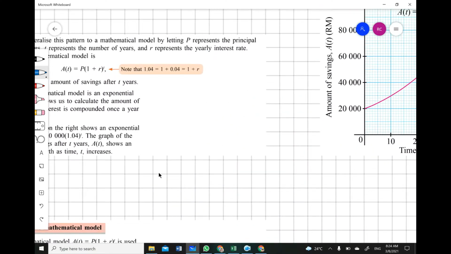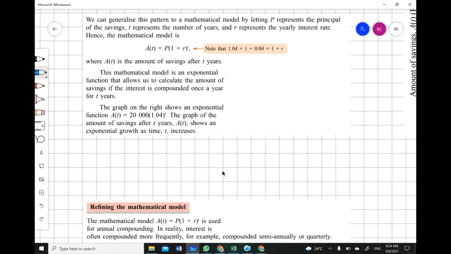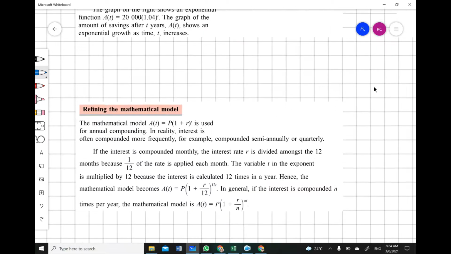Okay, I continue. So you just read through here. The graph of the amount of saving after T years, A(T), shows an exponential growth as time T increases. R stands for refining the mathematical model.